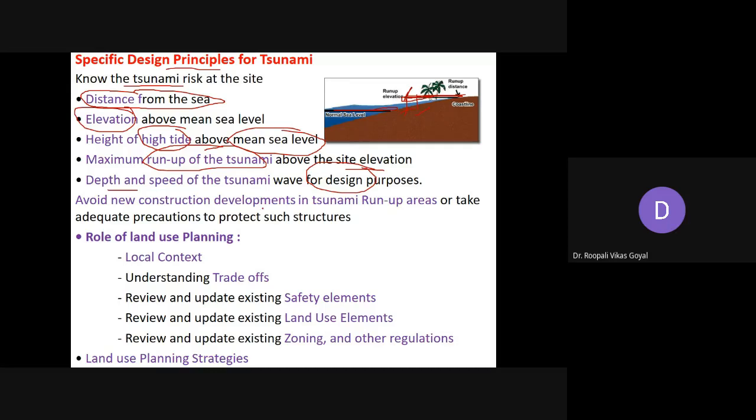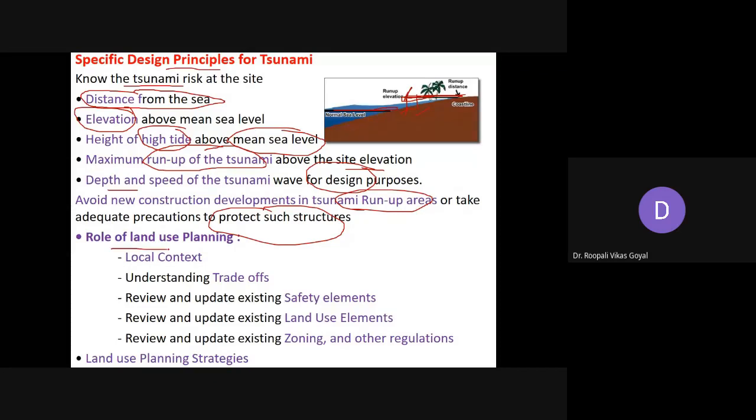So avoid new construction development in the tsunami run-up area. Where you know that tsunami water can come up to here, you should not allow any construction or development in that particular run-up area. Or you can take adequate precautions to protect such structures, because it is generally observed that near beaches there are normally hotels and so on, right, because these are used as tourist spots. Generally construction should not be done in the tsunami run-up area, and if it is constructed by special permission, then some precautions are to be observed.